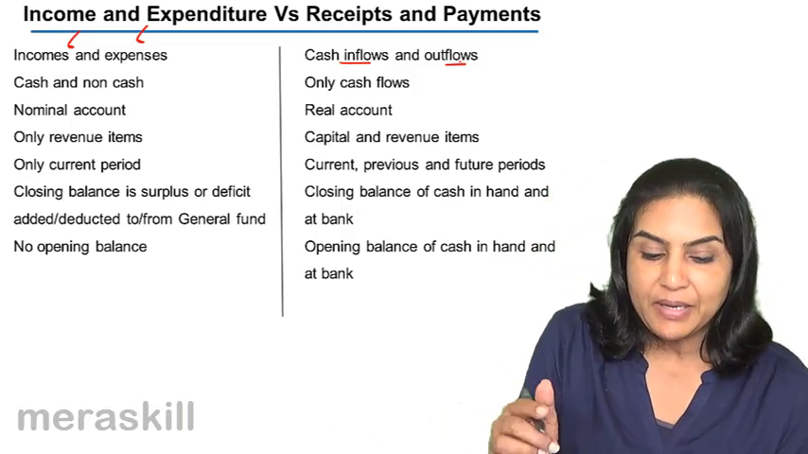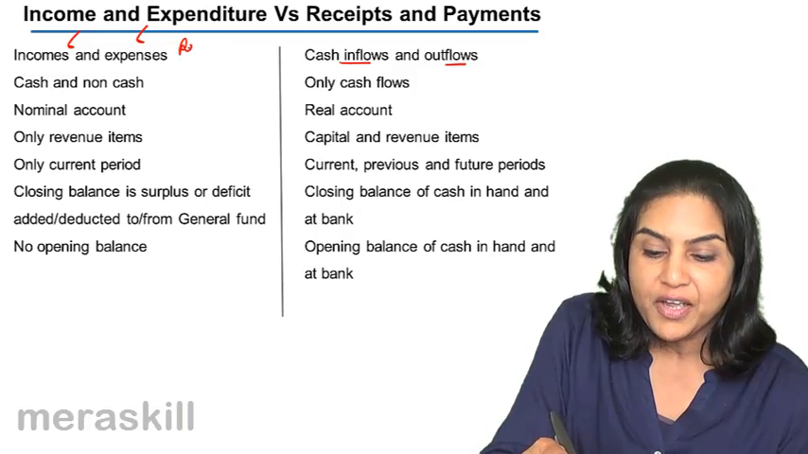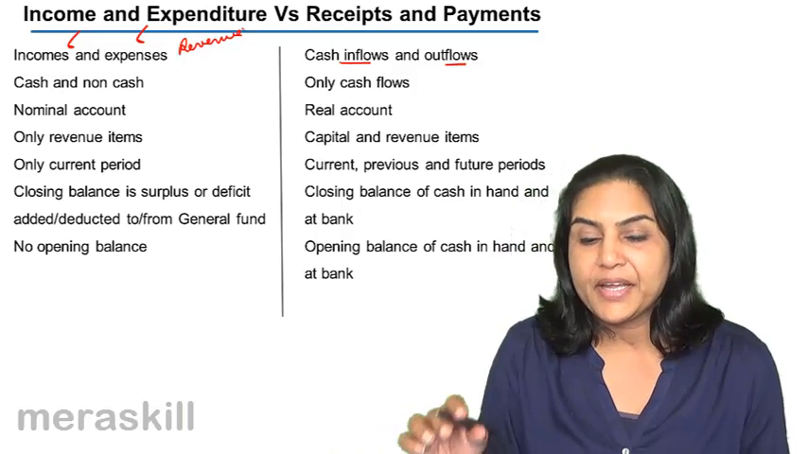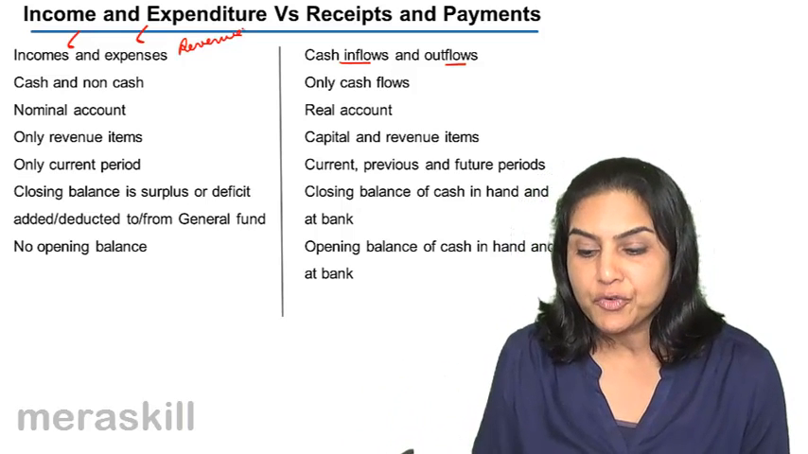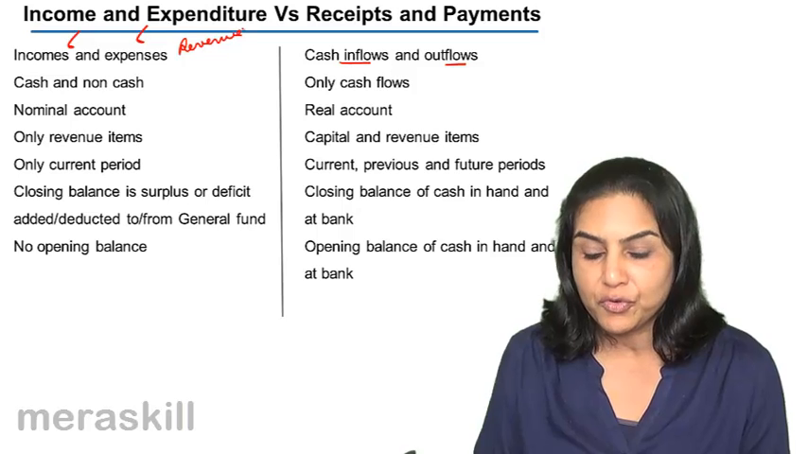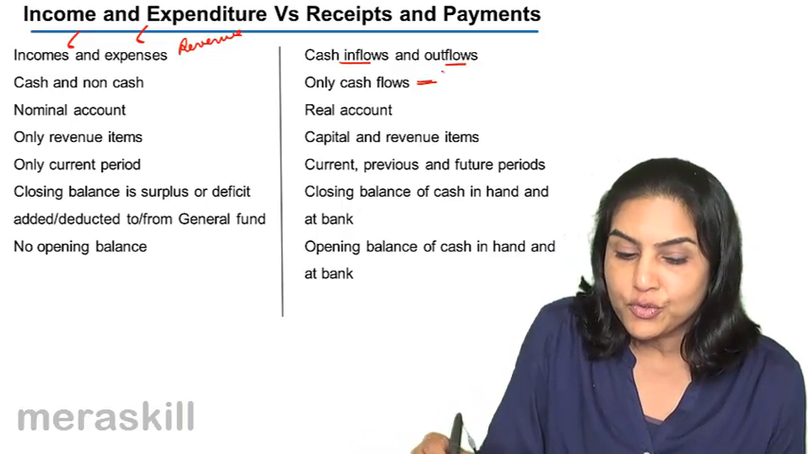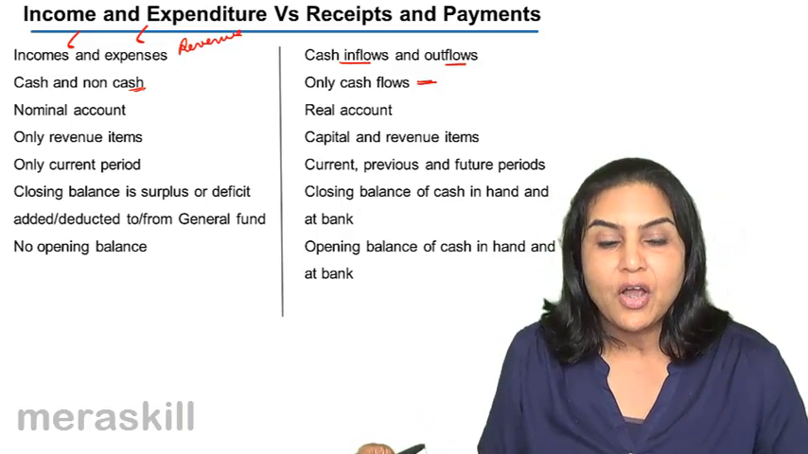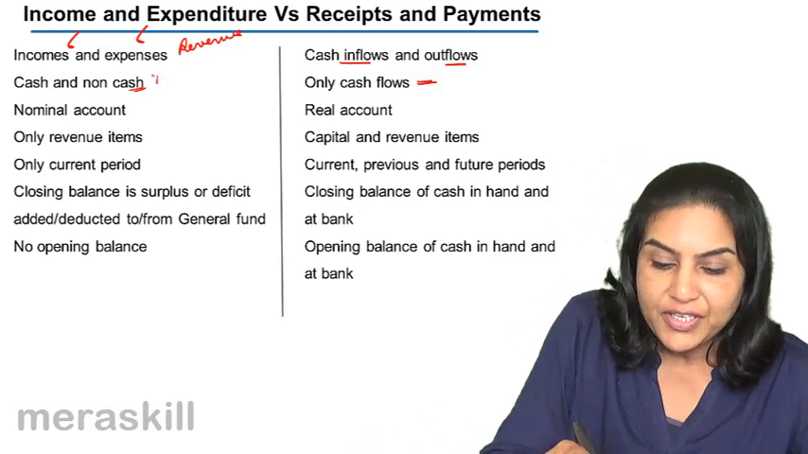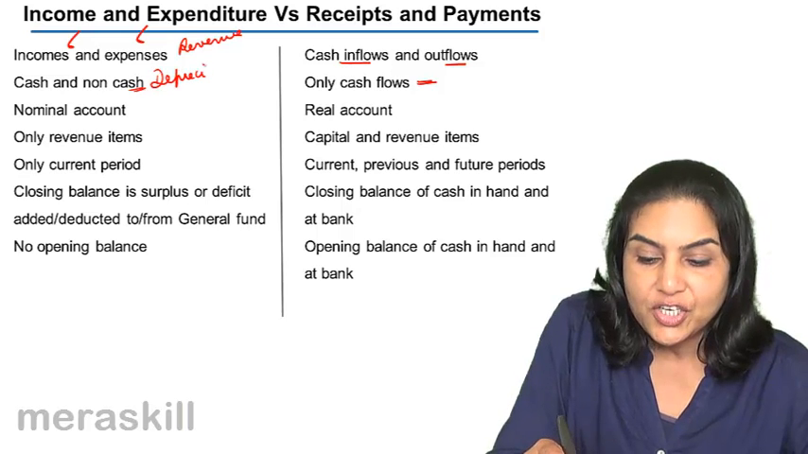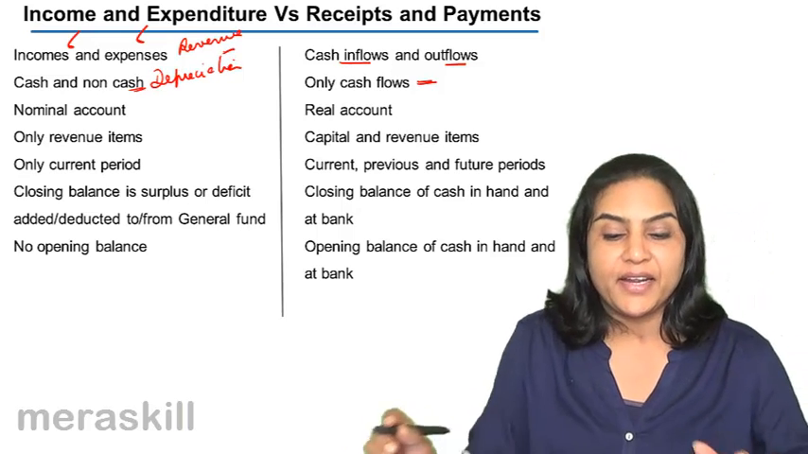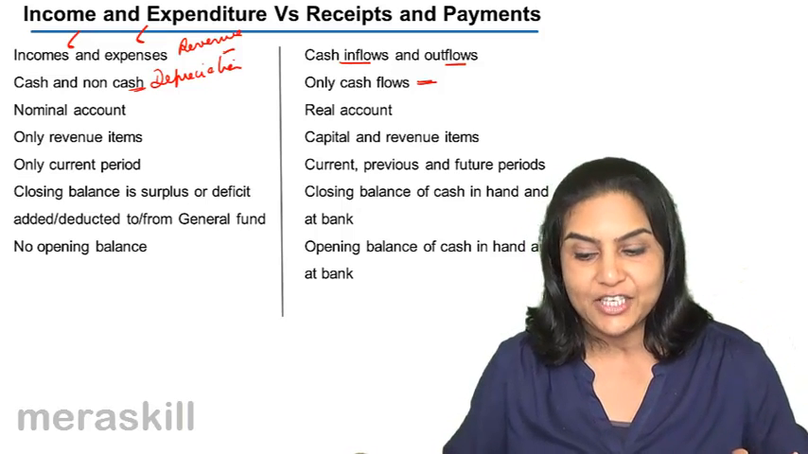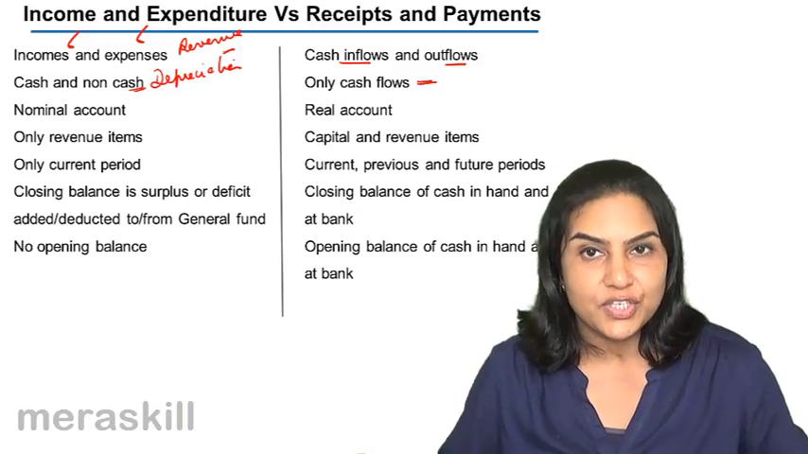When we talk of incomes and expenses, we are talking of revenue items. But here we talk of cash flows, cash inflows and cash outflows. So only cash flows come here, whereas here, whether cash or non-cash, any expense, like for example depreciation, which is a non-cash expense, will find its place in the income and expenditure account as an expense, but not in the receipts and payments account.